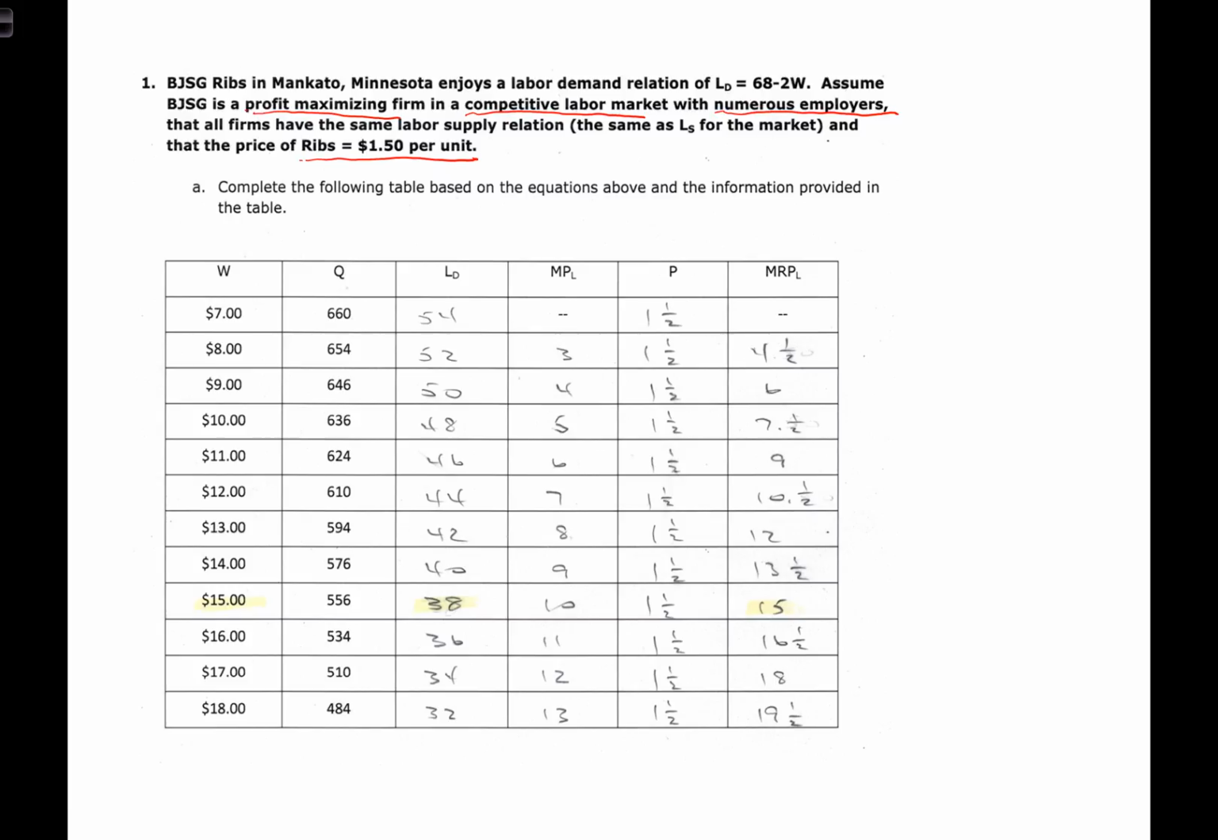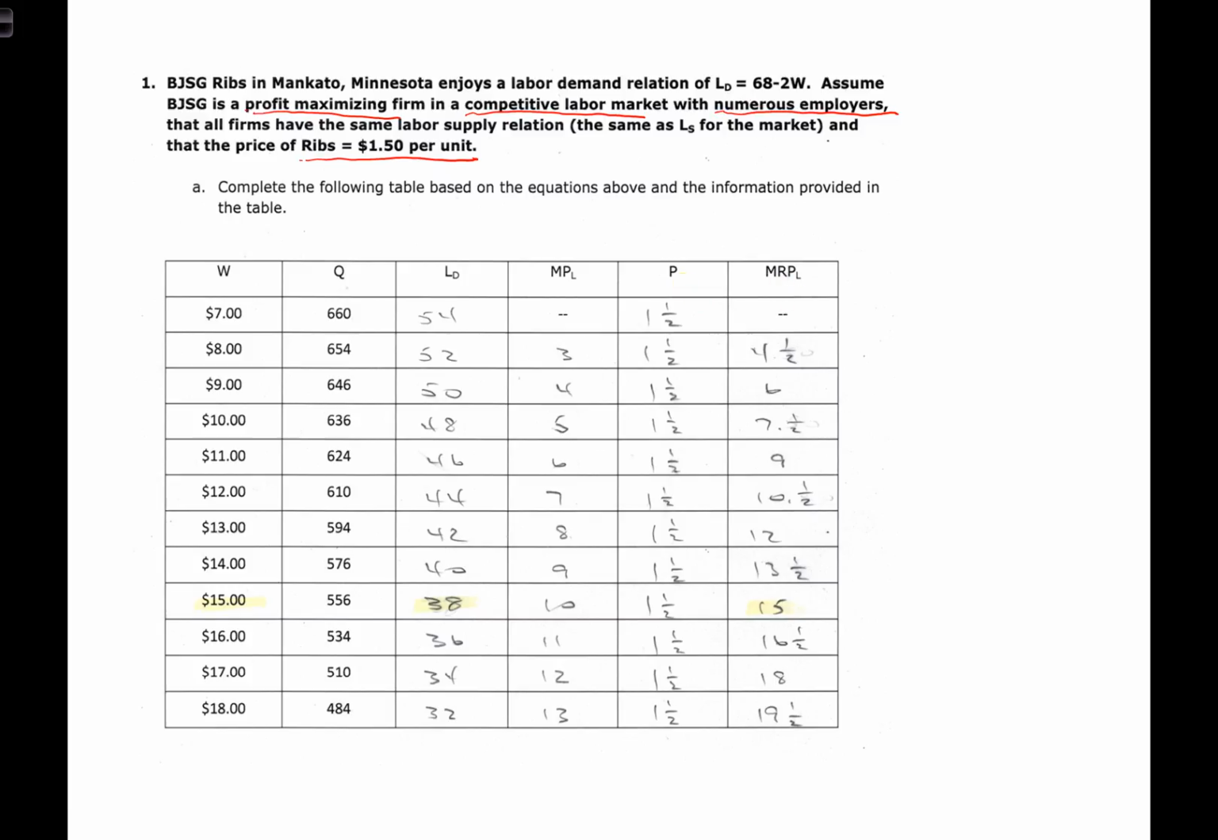Okay, so in this case, I've given you a column with some wages. I've given you a column with some quantity of output, and that becomes important. And I ask you to give me some various variables here: labor demand, marginal product of labor, price of the output good, and marginal revenue product of labor.